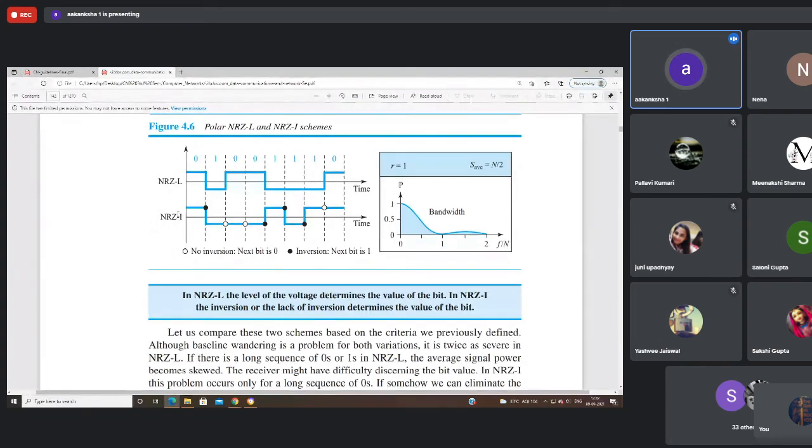We haven't fixed that 0 is positive and 1 is negative, or 0 is negative and 1 is positive. So the transition from positive to negative will be 1, or negative to positive will be 1. The transition will make the difference for interpretation of 0 and 1.